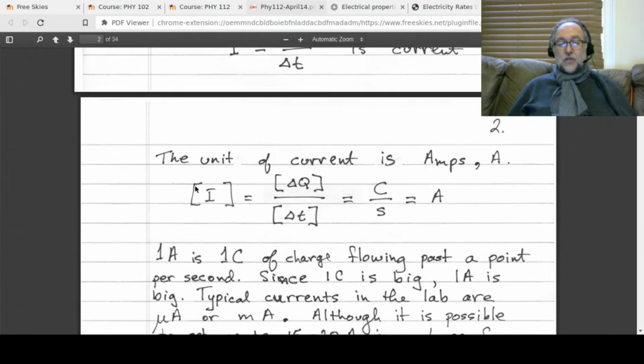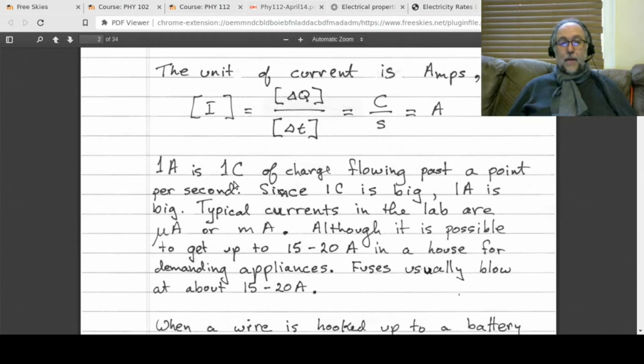Okay. Now, as you can imagine, an amp is pretty big. The reason an amp is big is because a Coulomb is big, and a second isn't that long. So if you get a whole Coulomb of charge flowing past the point per second, that's pretty big. Okay, so typical measurements of currents in a lab are down in the microamps or milliamps.